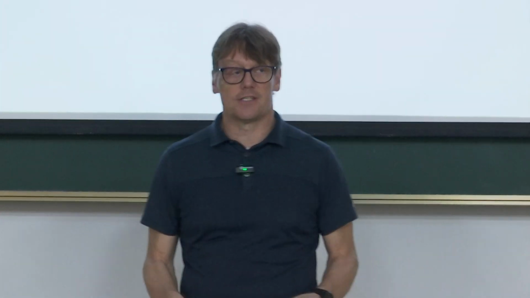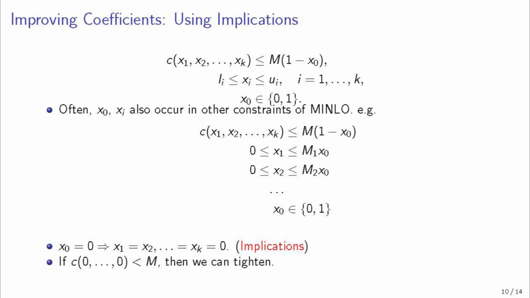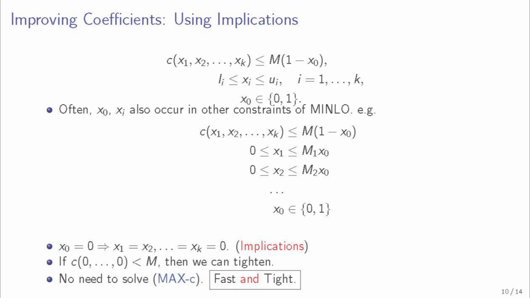So this is a structure that occurs very frequently in mixed integer nonlinear optimization. And it's also known as an implication inequality. So when x0 is 0, then all the other x's are also 0. And now it's much easier to tighten because now you don't need to optimize over C. You can just evaluate C because you know what the value of the variables is when you set x0 to 0. So when I set x0 to 0, then all my variables are going to be 0. So I just need to look at the evaluation of my nonlinear function C. And if this is less than m, then you can again tighten this. And so there's no need for this maximization.